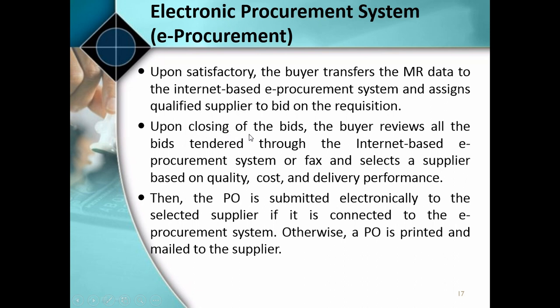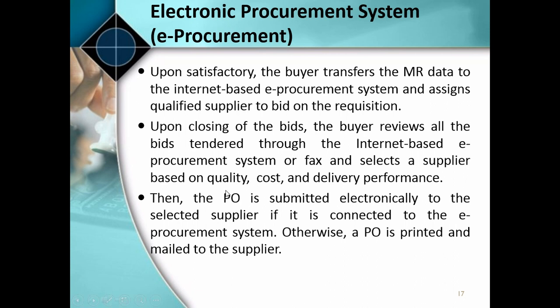Upon closing of the bids, the buyer reviews all the bid standard through the internet base, which is e-procurement system, and selects supplier based on quality, cost and delivery performance. Daripada bids tu, kita pembeli boleh review all the bids by the supplier melalui internet base je. Tak perlu nak tengok file yang banyak-banyak, kita boleh tengok melalui sistem. Contoh supplier A kata dia boleh supplykan barang dengan harga RM1, tapi supplier B boleh supply dengan harga 70 sen. So kita boleh buat comparison kat situ.